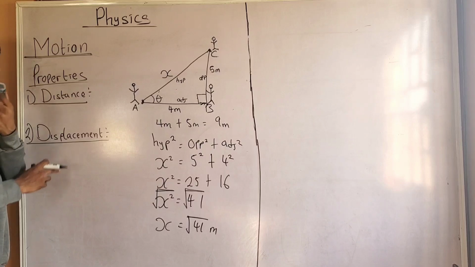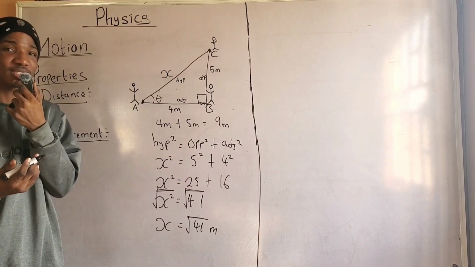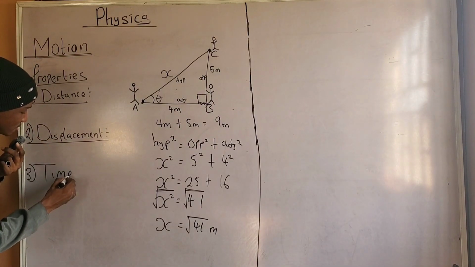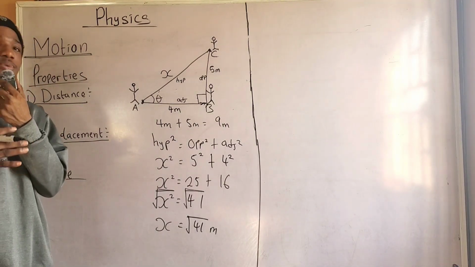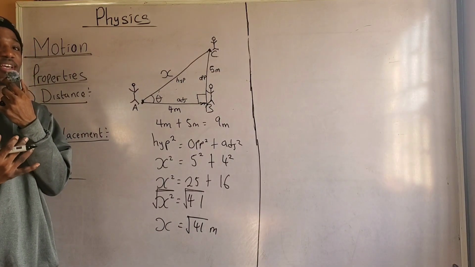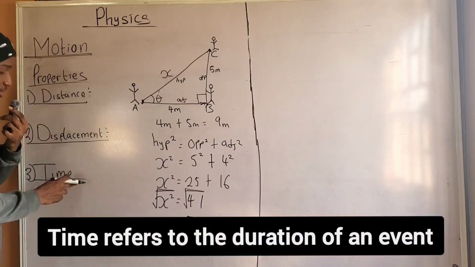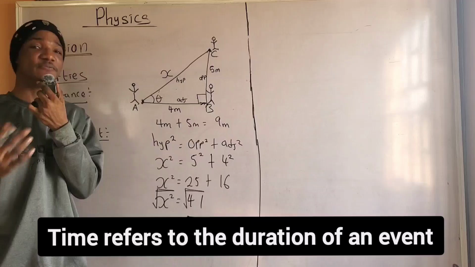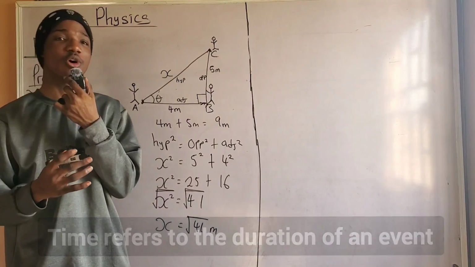Are you getting it? Another important property that we are going to talk about is the time. Number 3, time. You will see we are still going to look at more properties. In fact, when we get to scalar and vector quantity, you are going to see more of the differences that exist between distance and displacement. Now, time refers to the duration of an event. The duration it takes an event to occur is what we call time.